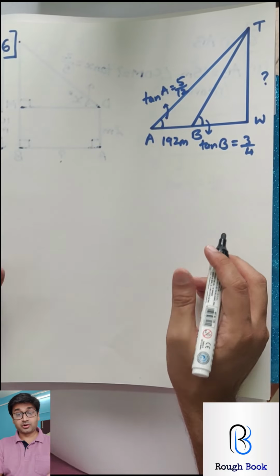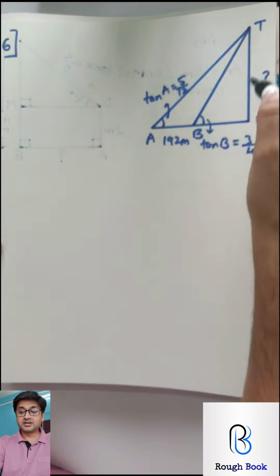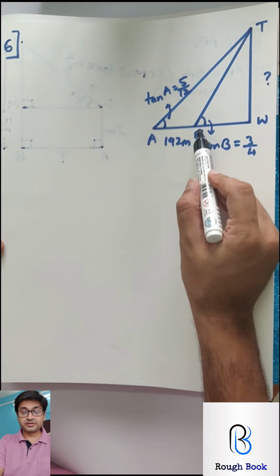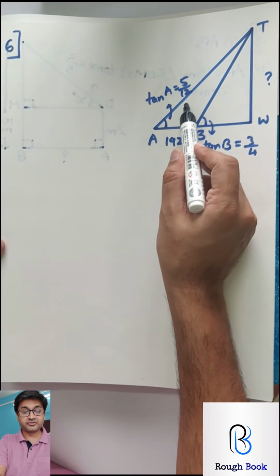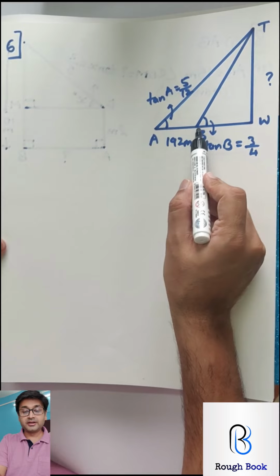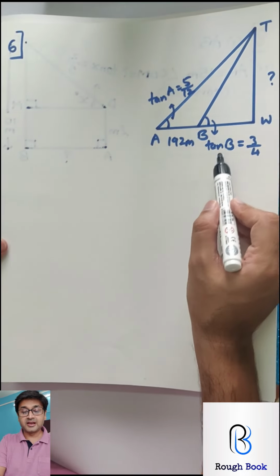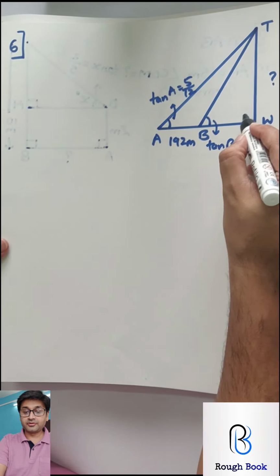Let's go to sum number 6. Sum number 6, you have to draw the diagram. So draw it and then come back and then we will check. There is a tower given, TW, and two angles of elevation. They say that a person is at A, the angle of elevation is tan A, which is 5 by 12, going 192 meters towards the tower, reaching point B, tan B becomes 3 by 4. Find the height of the tower.